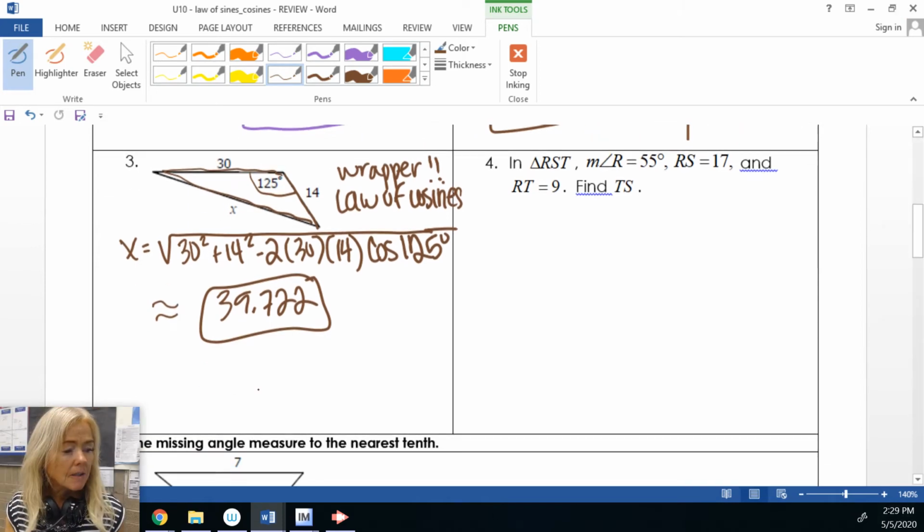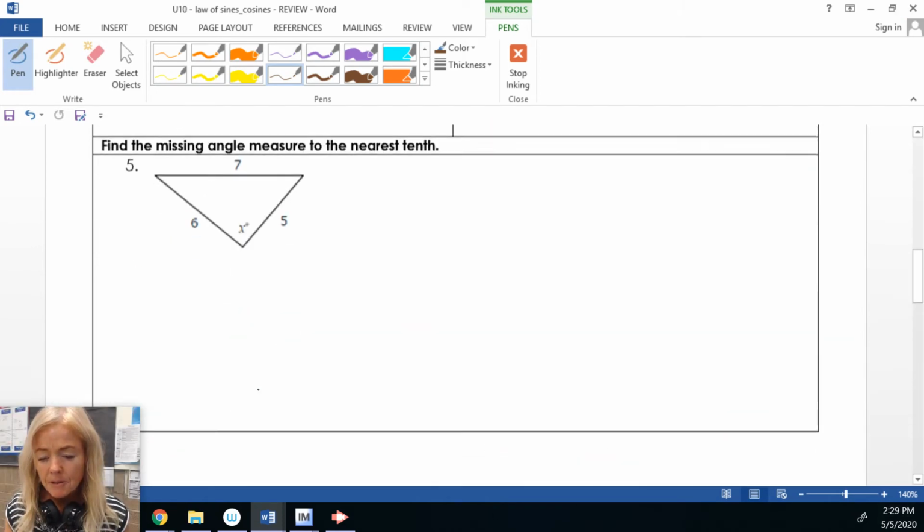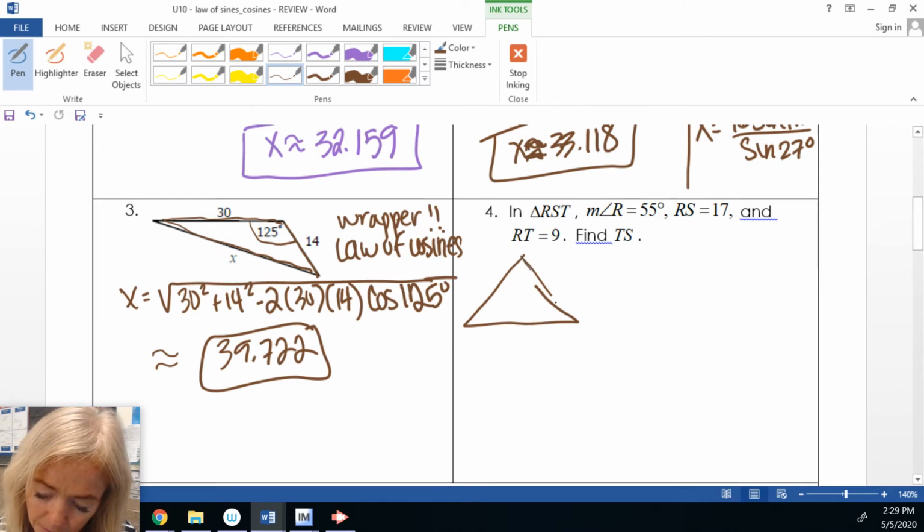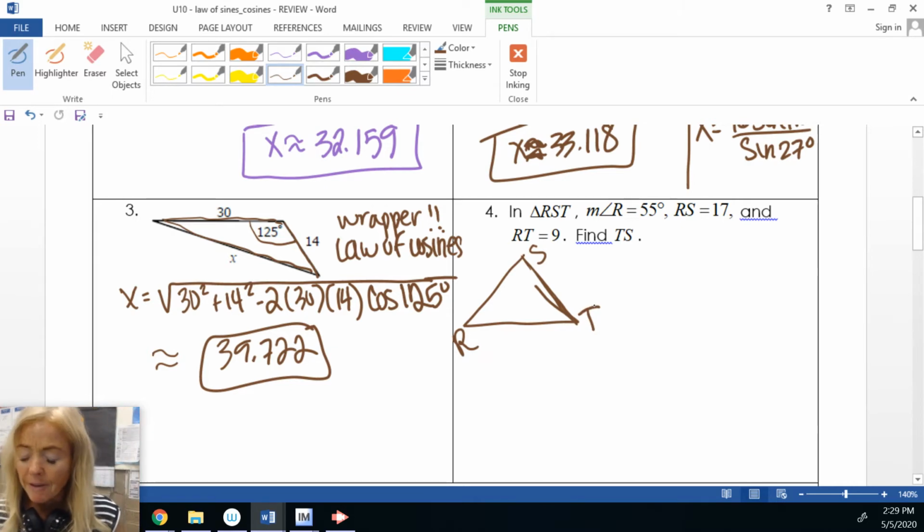All right, numbers 4 and 5. Let's try to do those before our time lets up. In number 4, we have to actually draw our triangle. Don't freak out. Just draw a triangle and label it according to what it says, and you're going to be fine. Label triangle RST. The measure of angle R is 55 degrees. Side S is 17, and side T is 9. Then you're going to find TS. I'm just going to put an X there.